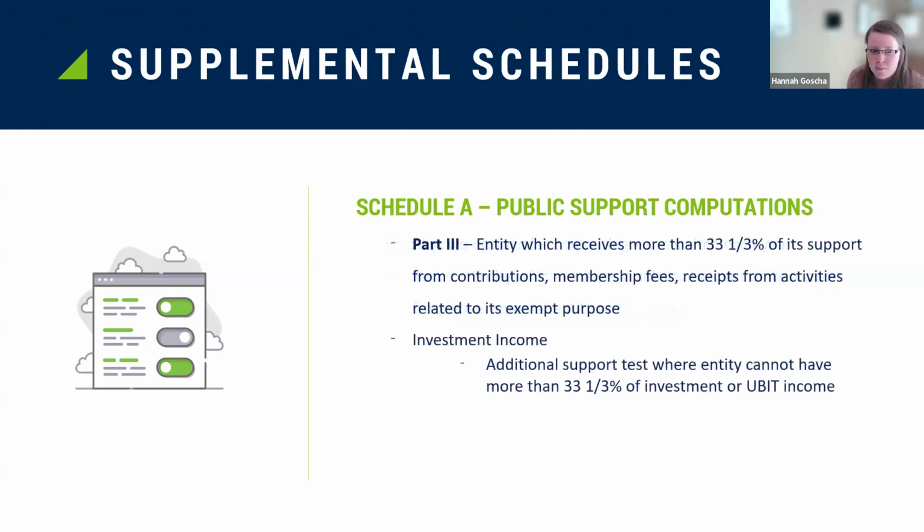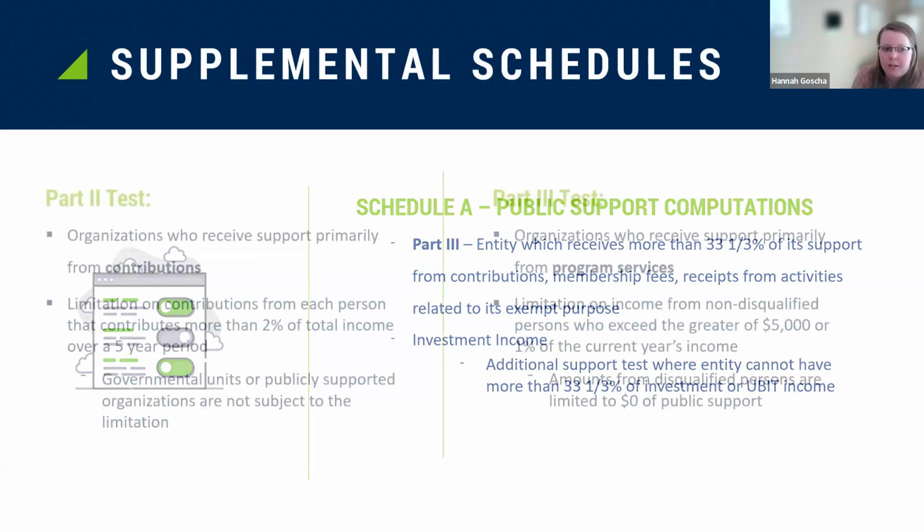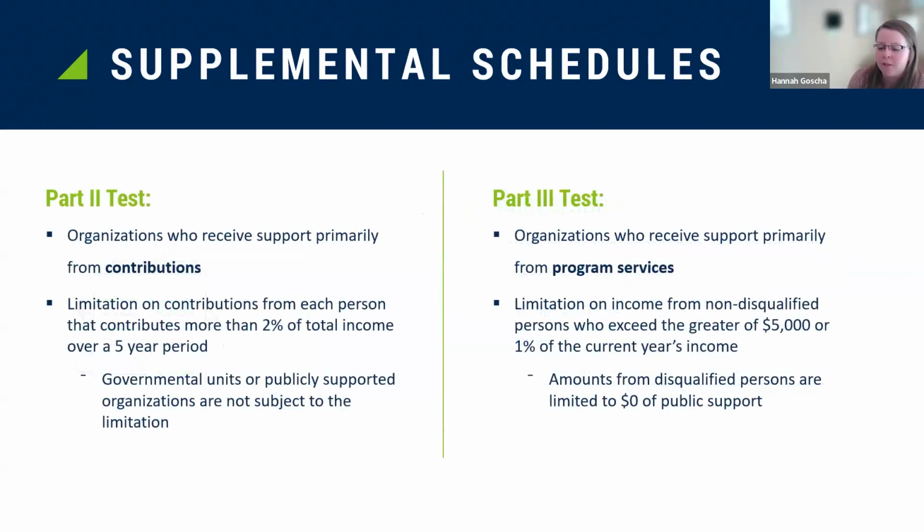The other test is the Part 3 test, where you're going to factor in your program service revenues. So they receive 33 1/3% of their support from contributions and those program service revenues that are related to their tax exempt purpose. The Part 3 test also has an additional 33 1/3% test related to investment income, where they cannot have more than 33% of their income coming from investments or UBIT. And you can switch between these two tests each year, depending on which one will help you pass that 33 1/3% test. So this next slide kind of compares the two tests and what you're factoring in. Like I said, with the Part 2 test, you're receiving primarily all of your revenue from contributions from the public, while with the Part 3 test, you factor in those program services.